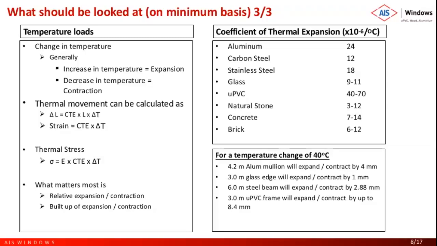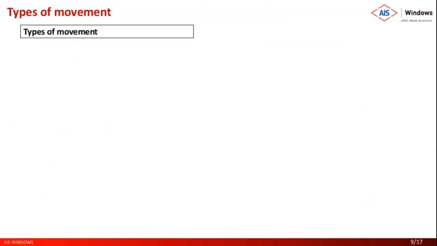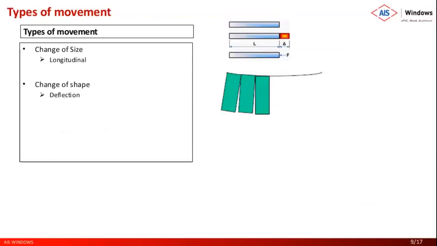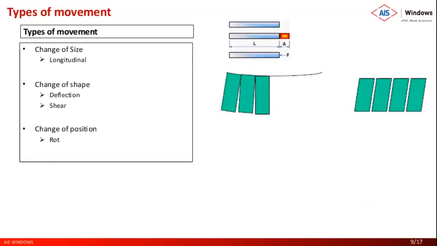So we understood what we should look at as a loading part. Now, what are the types of movement this causes? Moving on to the next slide, we'll understand what the types of movement are. So one is change of size. Like I explained, a longitudinal change: a 4.2 meter mullion becomes a 4.204 meter mullion. So that is the longitudinal change in size.